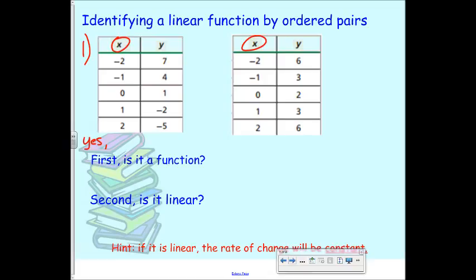Has everybody seen the slope before? What does slope mean? Rise over run. What does that mean? You go up and then you go over, right? You're figuring out how much you go up for how much you go over.